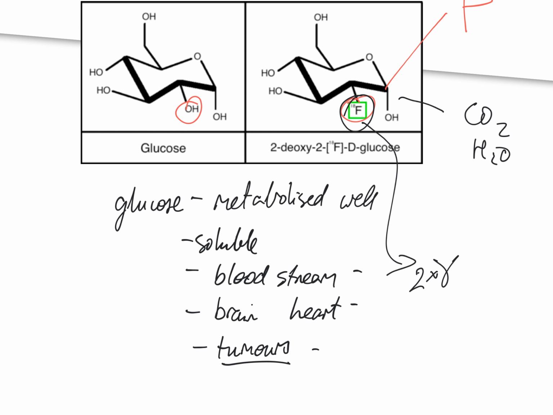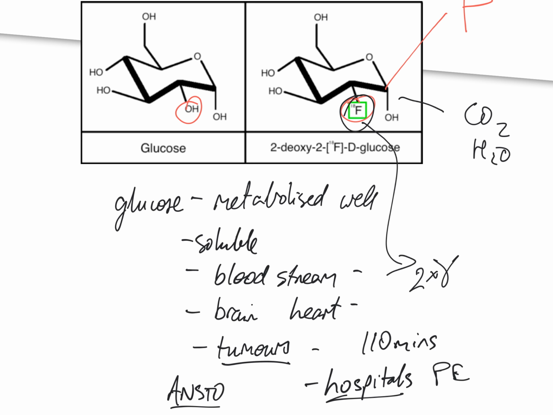It's also good because it has a relatively short half-life, which I think is about 110 minutes or so. So it can be sent to hospitals within reach of the production facility in Australia. ANSTO has a cyclotron. Remember, fluorine is produced in a cyclotron, where protons are added. That enables hospitals to use the PET scanning facilities on a daily basis.